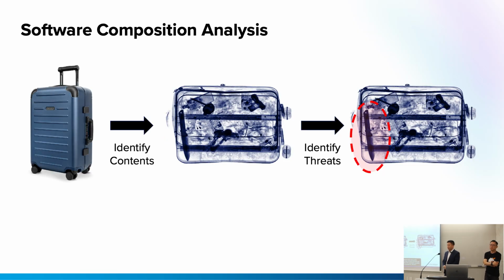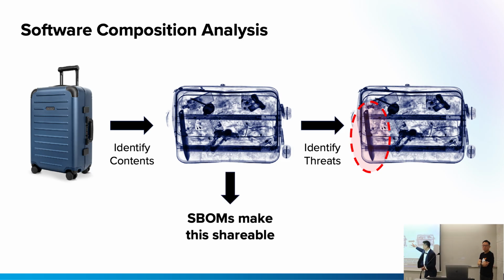So another example, or perhaps I can expand a little bit more into software composition analysis, is where today, if you are going through customs with your luggage and you go through X-ray, the X-ray will help to identify if there is any threat. It seems that there's a knife here, right? And this is where SBOM comes into place. So the middle part is an SBOM, where it will list all the items that are inside this X-ray, whereas an SCA tool, software composition analysis tool, helps to identify the threat within it. So it seems that we found a knife in it.